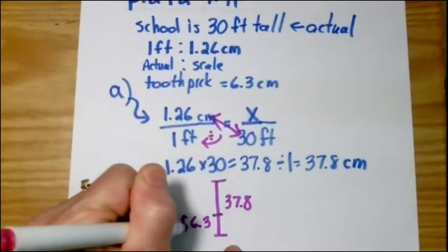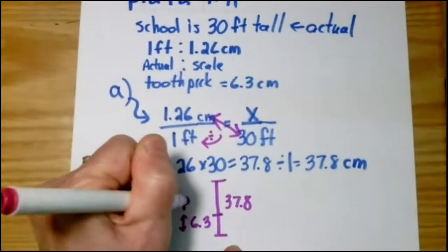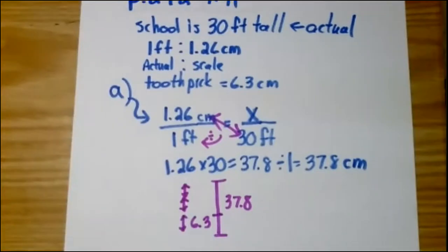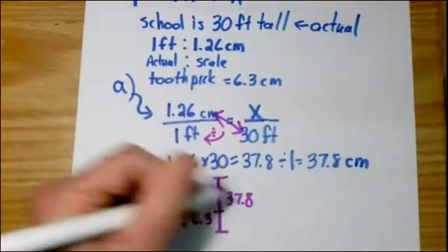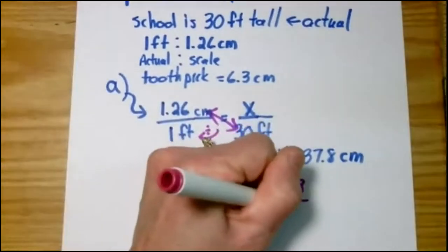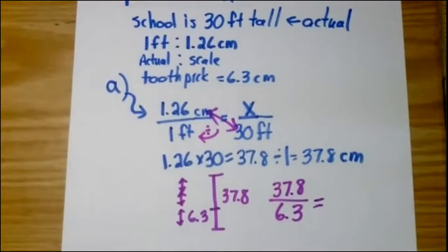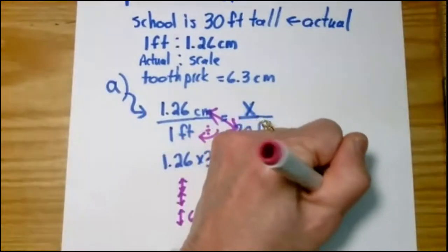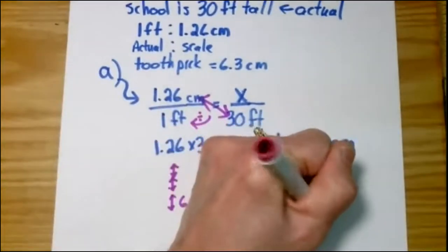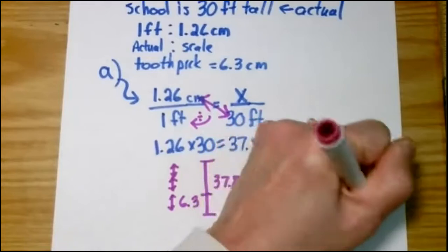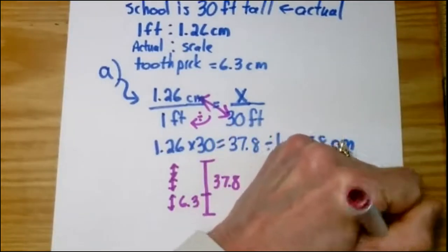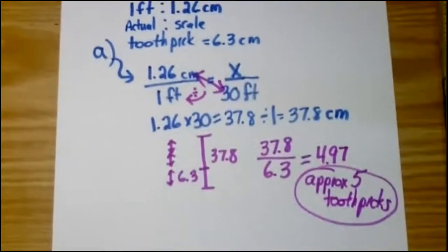Here's our toothpick. How many toothpicks more do we need to get to that top? Well, we can divide, right? How many 6.3s go into 37.8? 37.8 divided by 6.3. We use our handy dandy calculator. Comes to 4.97. So approximately 5 toothpicks. That's the answer to A. Approximately 5 toothpicks are needed.